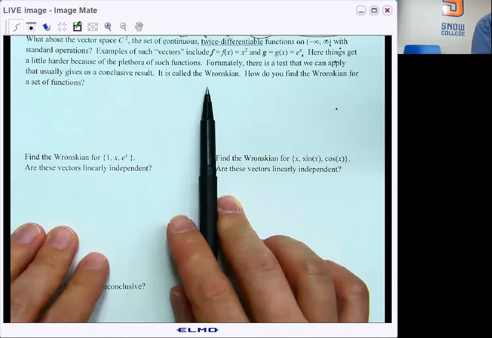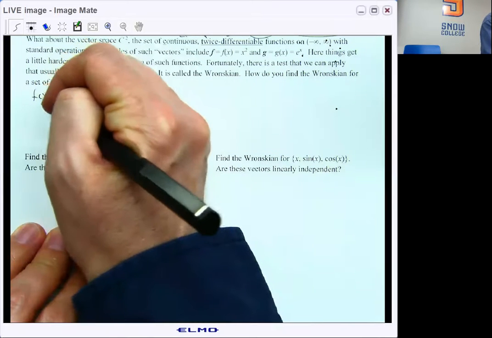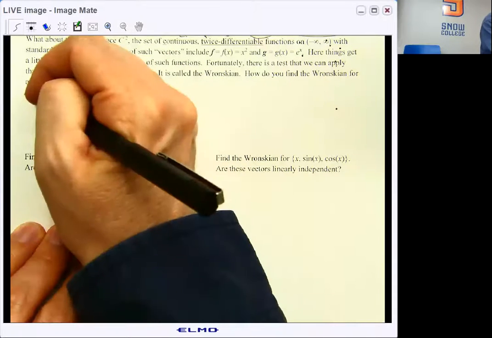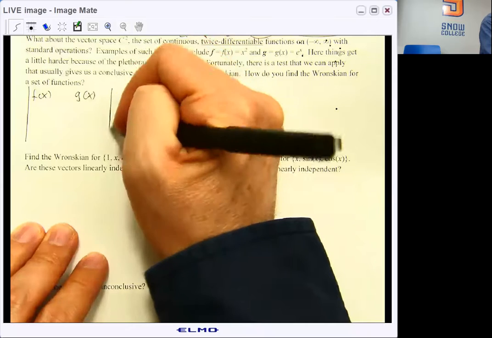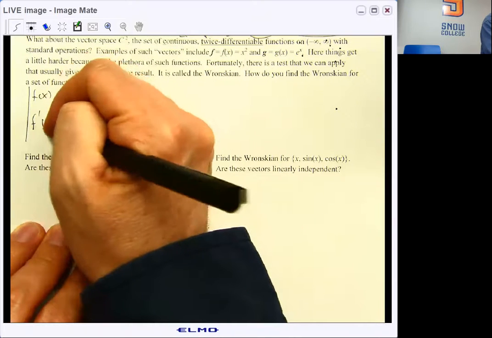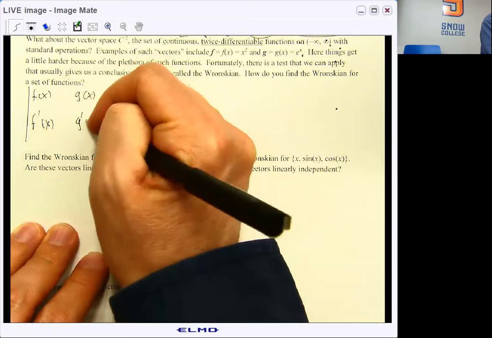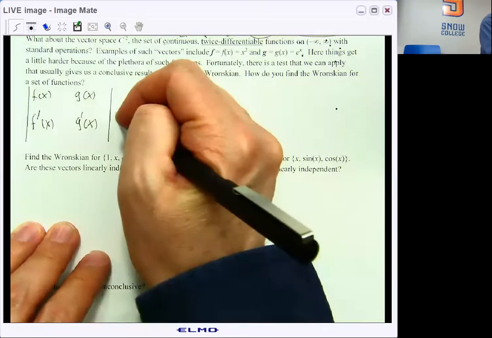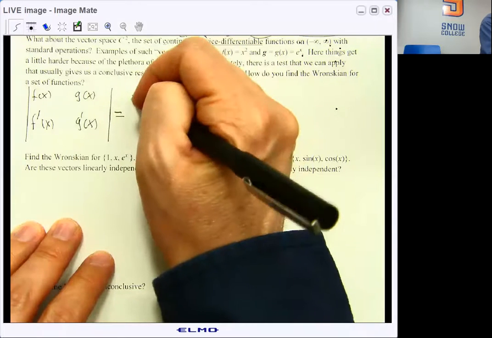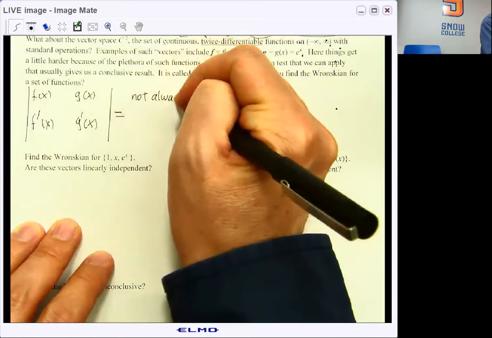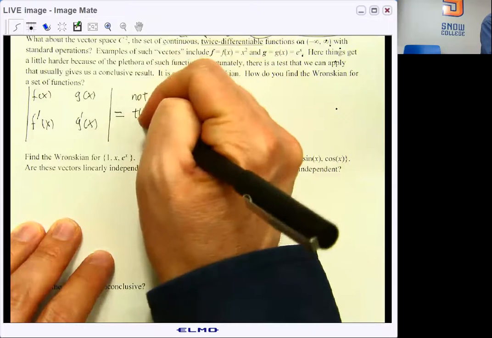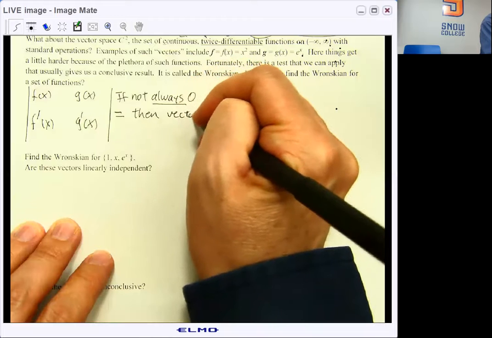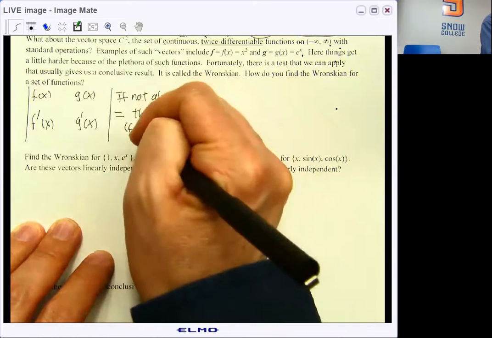To find the Wronskian for a set of functions, you first list the functions in a row, as many as you have, and then we're going to do a determinant on them. However many functions you have, you take derivatives until you get a square matrix like this, and take the determinant. If the determinant is not always equal to 0, then the vectors, in this case the functions, are linearly independent.